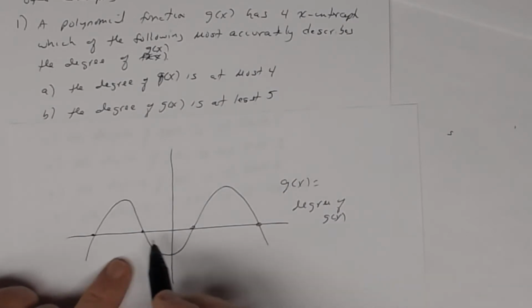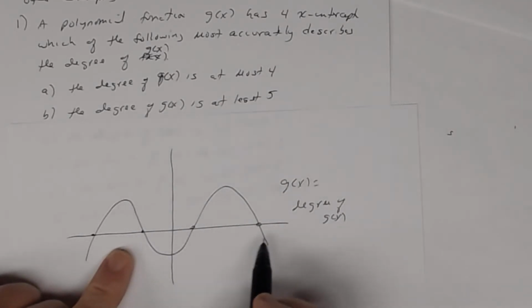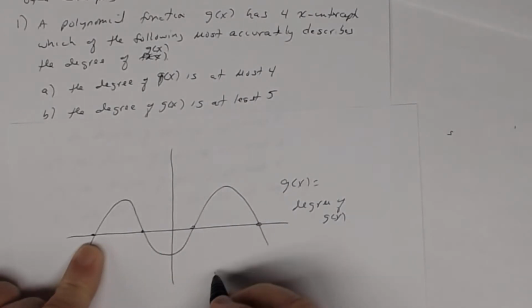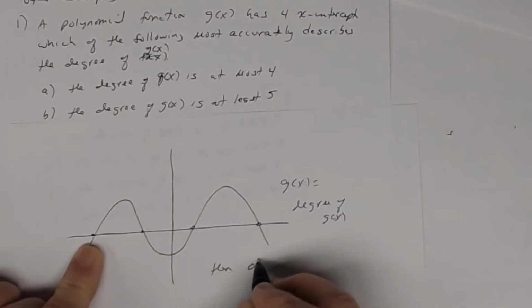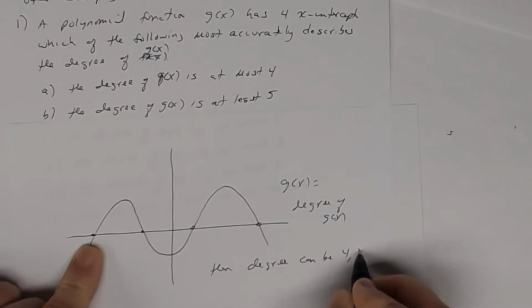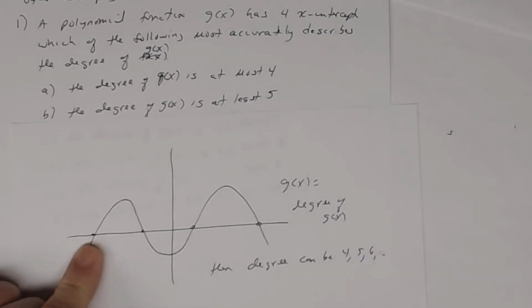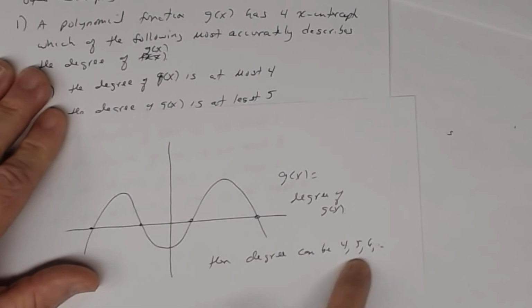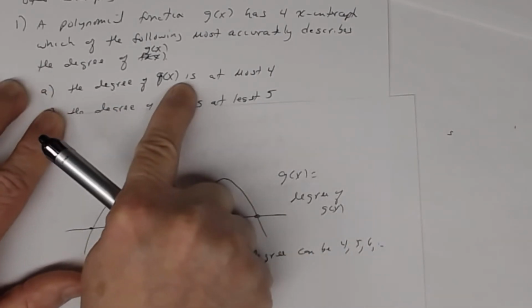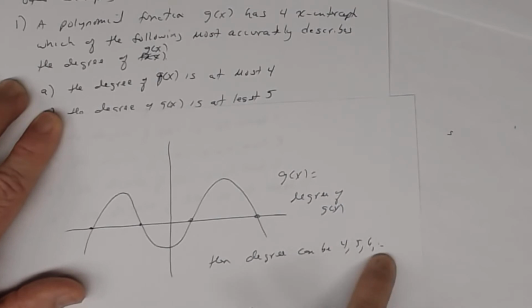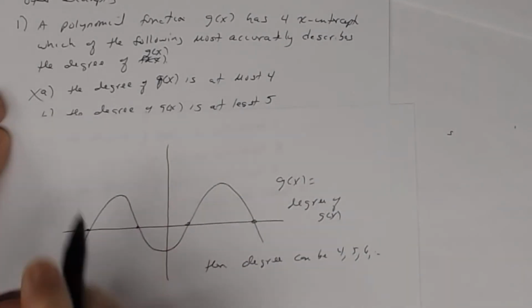So let me just write this. If the number of x-intercepts is 4, here's the way I would think about this. If the number of x-intercepts is 4, then the degree can be 4, 5, 6, and so on, couldn't it? Y'all agree? Okay. So if the degree can be 4, 5, or 6, does this statement apply? Can the degree be at most 4? No, because I'm using 5, 6, or 7, and so on. So this is out of it.